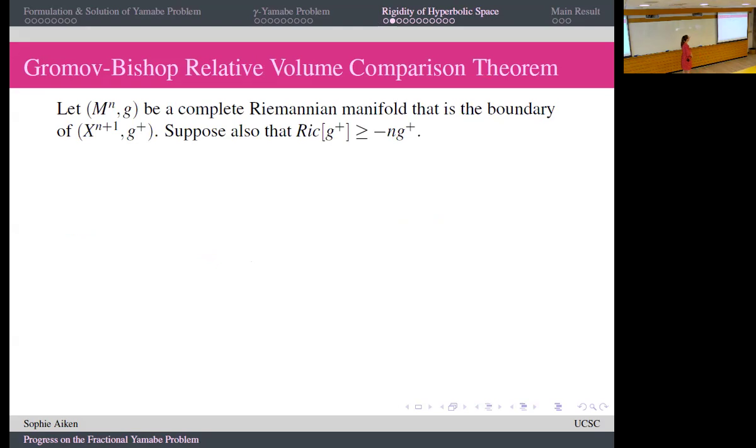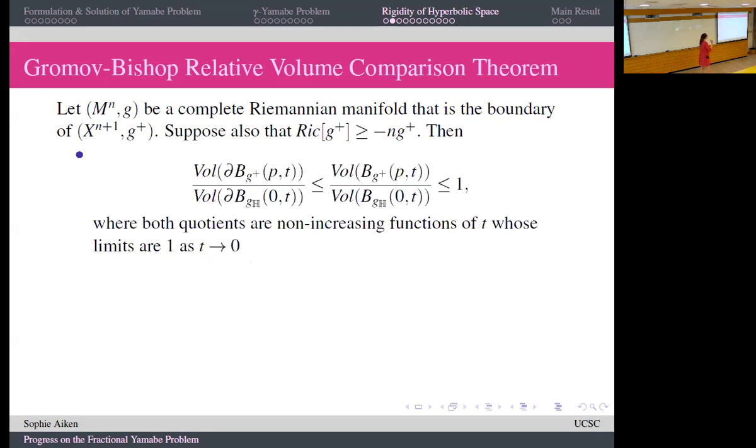So again, same setup. I have my boundary as a complete Riemannian manifold. And now we're just using this Ricci lower bound condition. We're going to review the classic Bishop relative volume comparison, which says that I have this quotient of my volumes of geodesic spheres, where I have my geodesic sphere in interior metric g_+, and on the bottom, the geodesic sphere of hyperbolic space. This quotient is always going to be less than or equal to the relative volumes of the geodesic balls, which is always less than or equal to 1.